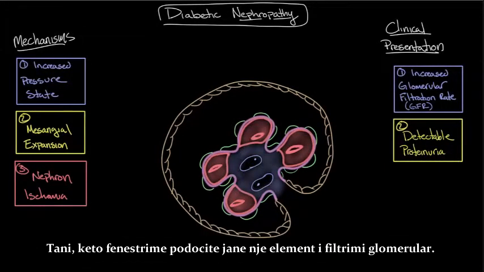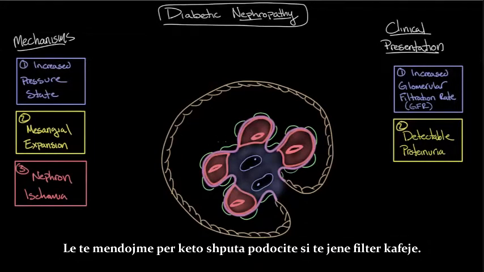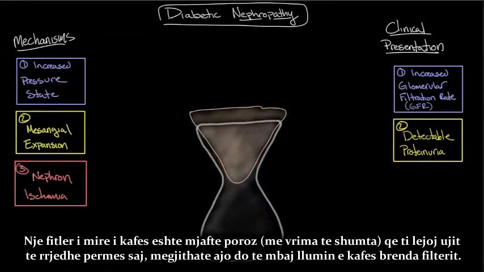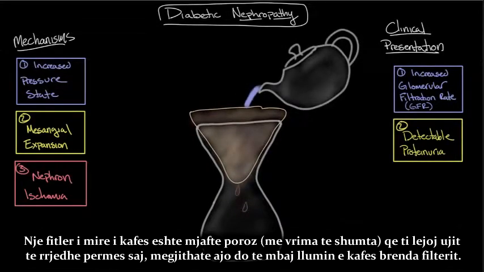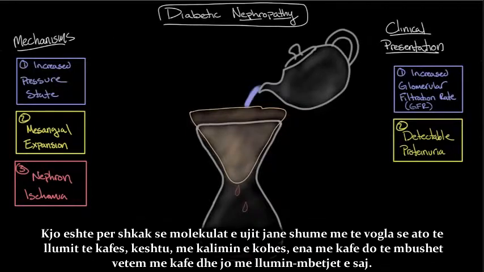Now, these podocyte fenestrations are a component of the glomerular filtration mechanism. So let's think of these podocyte foot processes as a coffee filter. And a proper coffee filter is porous enough to allow for the water to flow through, but will retain the coffee grounds within the filter. And this is because the molecules of water are much smaller than the size of the coffee ground. So over time, the coffee pot is going to fill just with the coffee, but no coffee grounds.